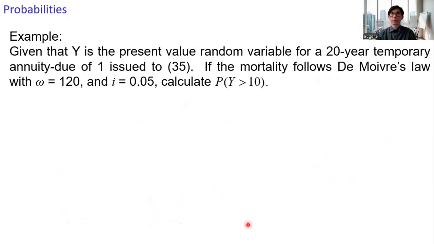Another example, a 20-year temporary annuity due of one issued to an individual at age 35. Mortality follows the Moivre law with omega 120, interest rate 5%. Calculate the probability that Y is greater than 10.